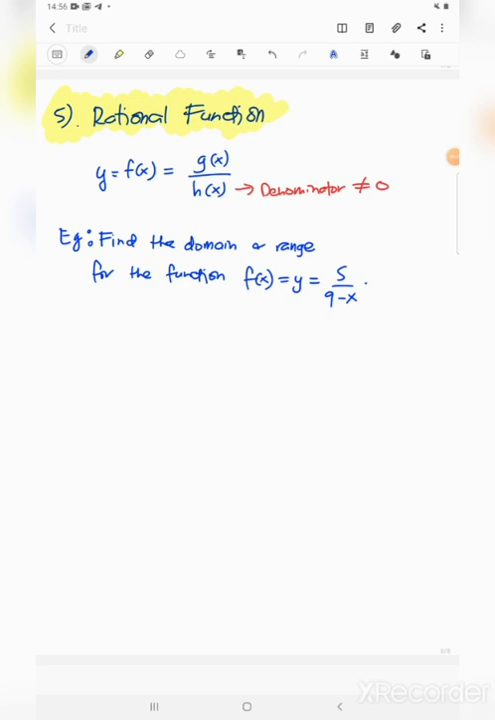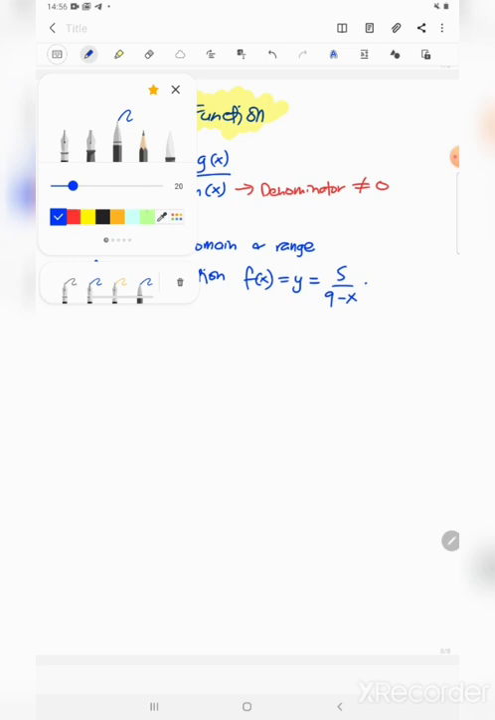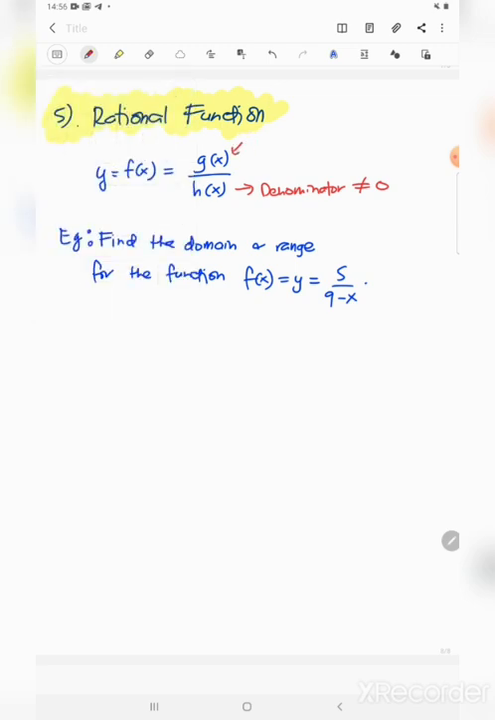For number 5, we have the rational function, where the general form is y equal to f(x) equal to g(x) divided by h(x). We have function g(x) for the numerator and h(x) for the denominator. The condition for the rational function is that you have to know the denominator cannot be 0. So we have to find the numbers that, when we put them into the h(x) function, we get 0.